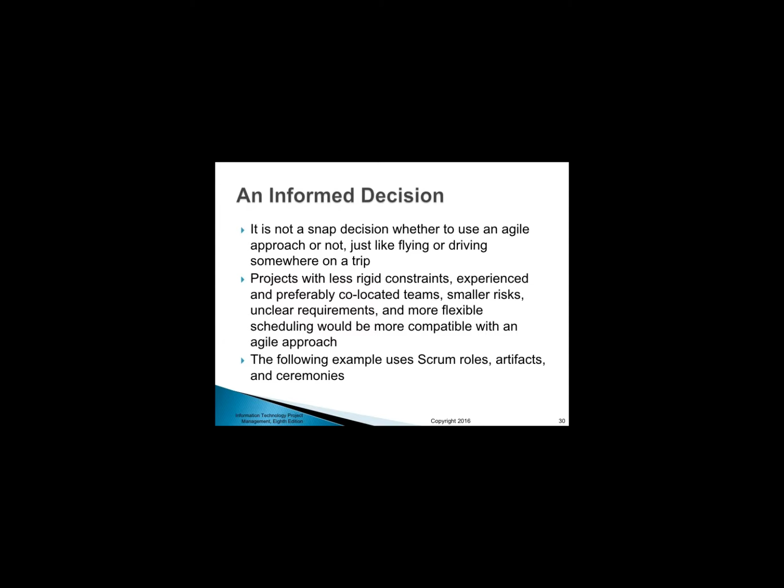An informed decision. It is not a snap decision whether to use an agile approach or not. Just like flying or driving somewhere on a trip, projects with less rigid constraints, experienced and preferably co-located teams, smaller risks, unclear requirements, and more flexible scheduling would be more compatible with an agile approach. The following example uses Scrum roles, artifacts, and ceremonies.